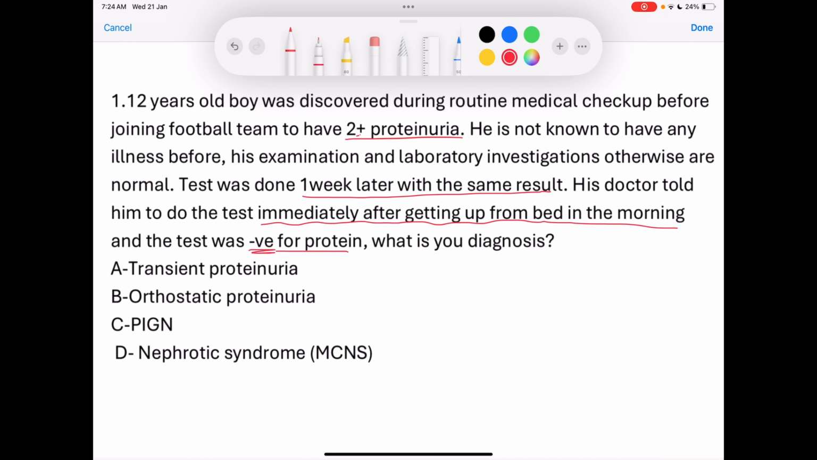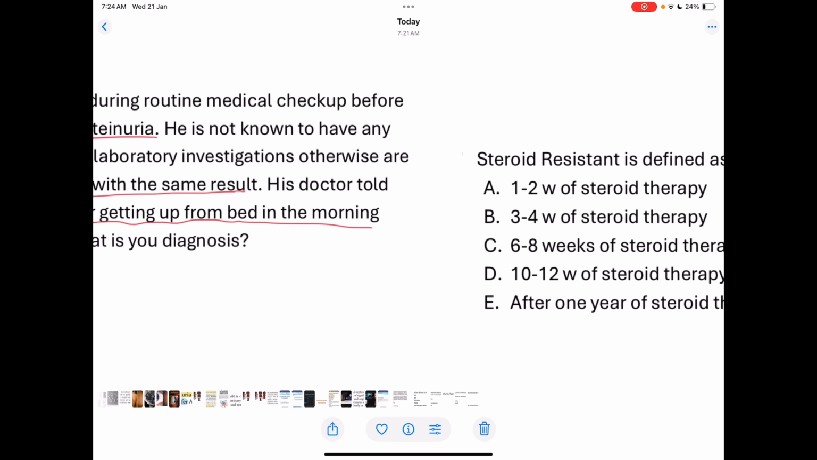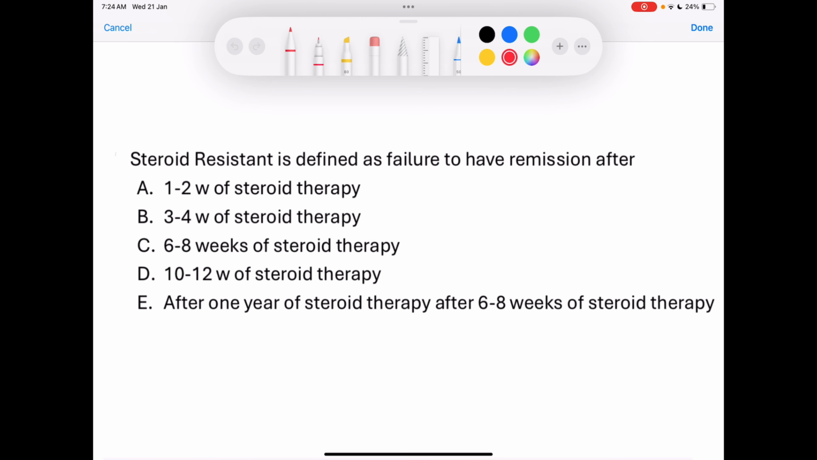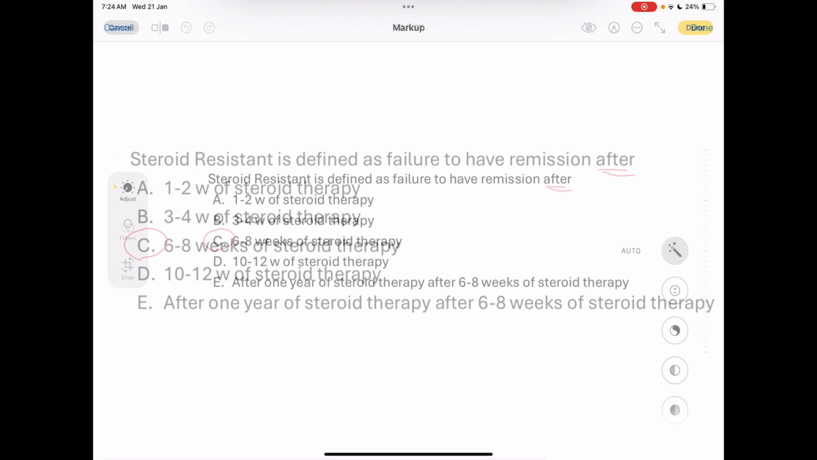3, 2, 1. It is orthostatic proteinuria. Okay, our next question. Steroid resistance is defined as failure to have remission after how many weeks? 3, 2, 1, 6 to 8 weeks of steroid therapy.